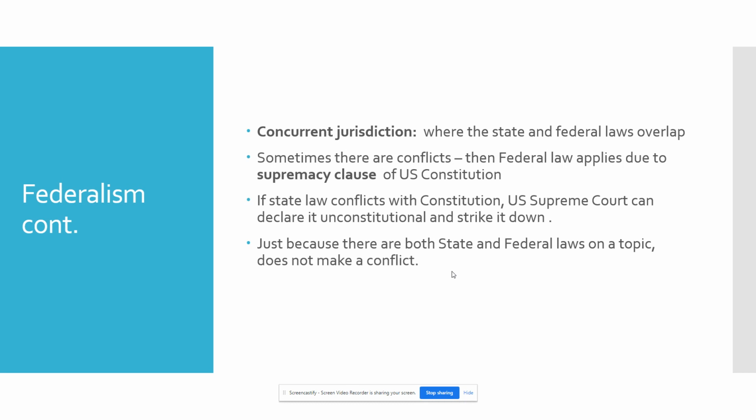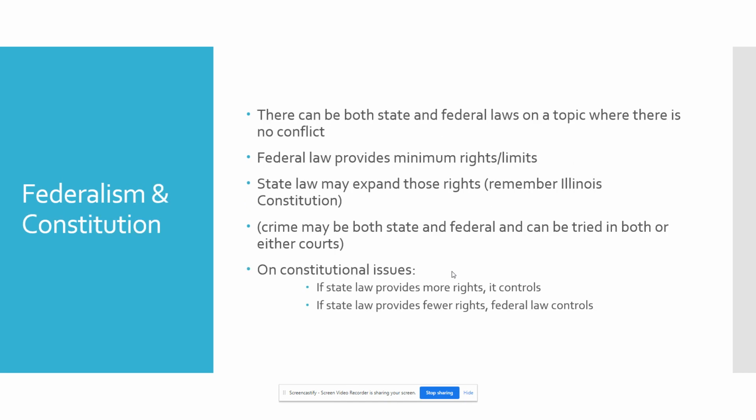So if the state law conflicts with the Constitution, just like Miller versus Alabama, right? They said that the state law violated the ban on cruel and unusual punishment. So the U.S. Supreme Court says that's unconstitutional, and they strike it down. But just because there are both state and federal laws on a topic doesn't mean that it is a conflict. Okay, there are just cases of concurrent jurisdiction, and they live peacefully together.